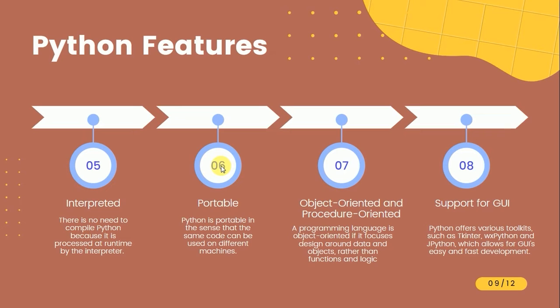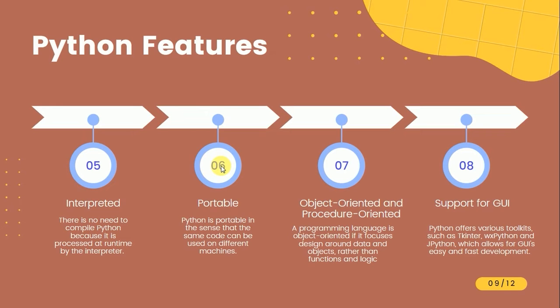Object oriented focuses the design around the data and objects rather than the functions and the logic. Python includes both features of programming languages; object oriented means the inheritance concept is here, and the operator overloading concept is also available in Python programming. This is also one of the features of Python. Then the next feature is support for GUI. Python offers various toolkits, libraries and modules.